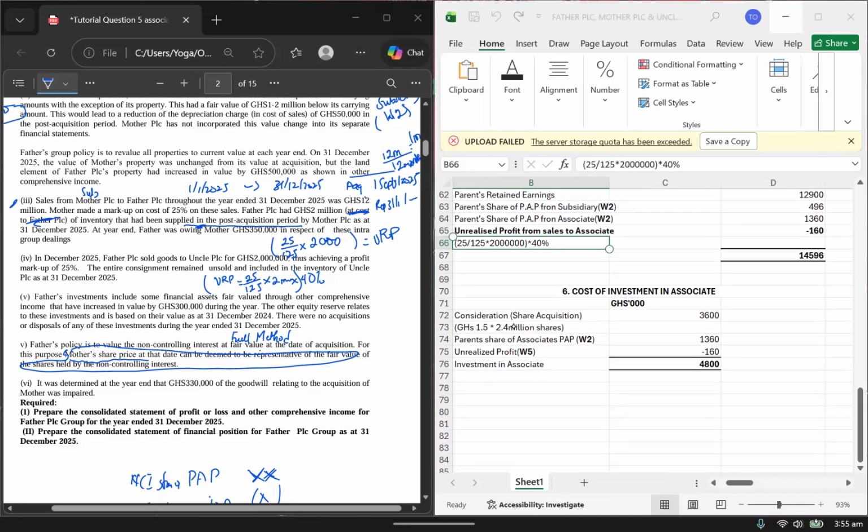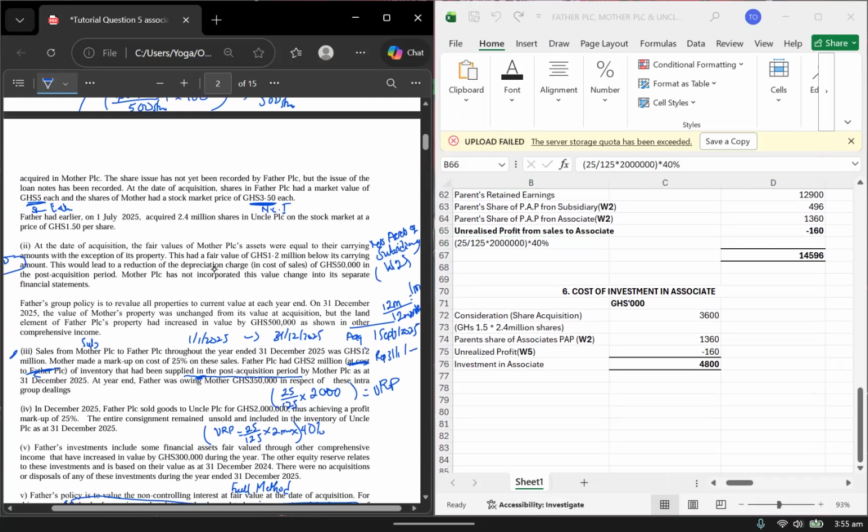So the consideration, let's check where the consideration is. Here it is. It said Father had earlier on 1st July 2025 acquired 2.4 million shares in Uncle PLC. So they acquired 2.4 million shares. This is the number of shares. But then how much did we pay?